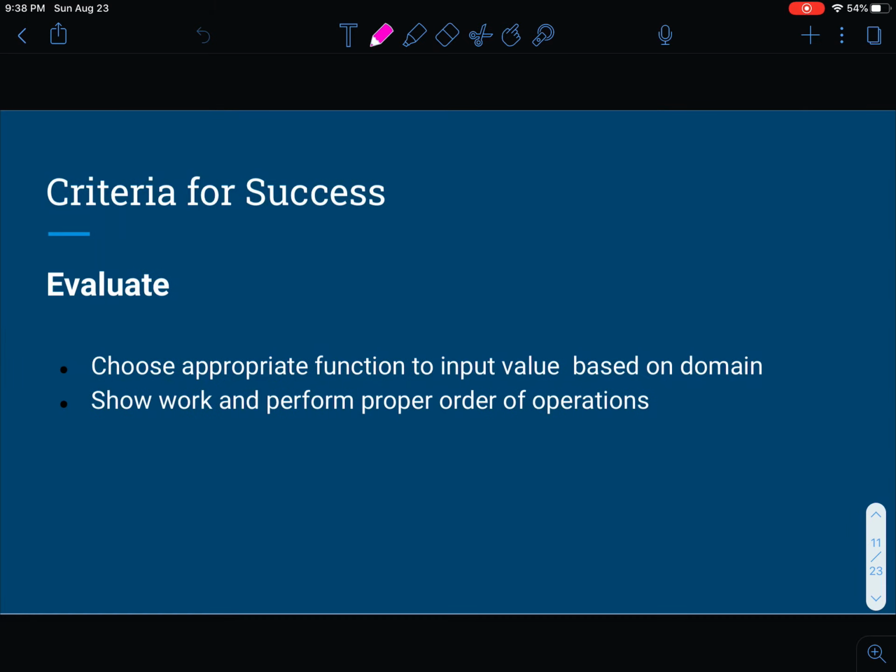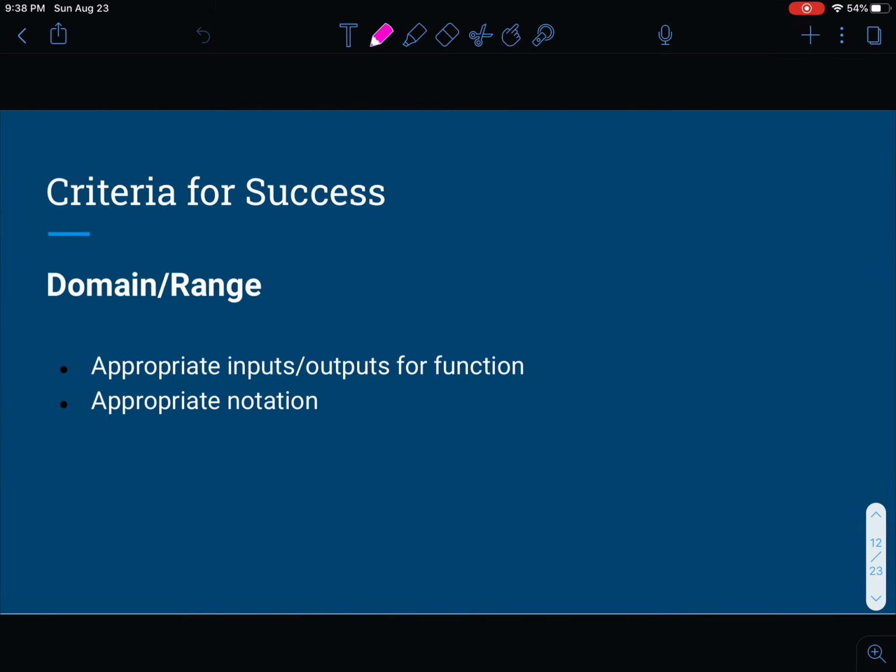So the criteria for success, whenever I ask you to evaluate, you need to choose the appropriate function to input the value based on the restricted domain. You're going to show your work and perform the proper order of operations. And then when you're identifying the domain and range, you're going to use appropriate inputs and outputs for the function and appropriate notation. Now, when we're talking about the notation here, we're going to use this interval notation.